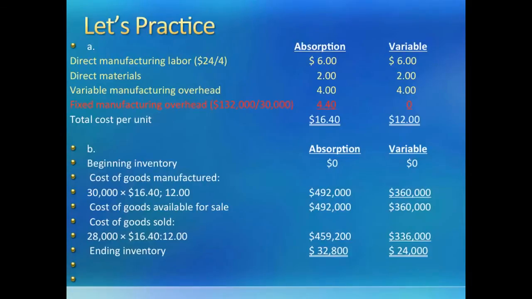Now we have an ending inventory calculation. You can see that we have used the same formula for our ending inventory calculation: beginning inventory plus cost of goods manufactured minus ending inventory. So we have the ending inventory of 32,800 according to our per unit cost calculations. The number of units in ending inventory are 2,000 under both the methods, but the cost still turns out to be different.